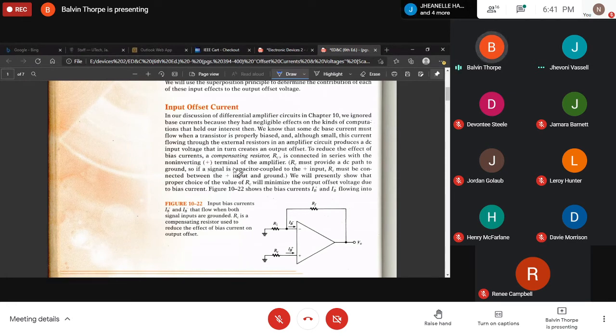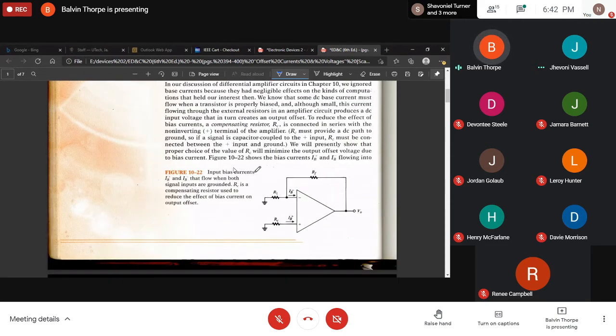So, if a signal is capacitor coupled to the positive input, the non-inverting input, RC, which is now a compensation resistor, must be connected between the non-inverting input and ground. We will presently show that the proper choice of RC will minimize the output offset voltage due to the bias current. So let's look at figure 22 here and see what's happening.